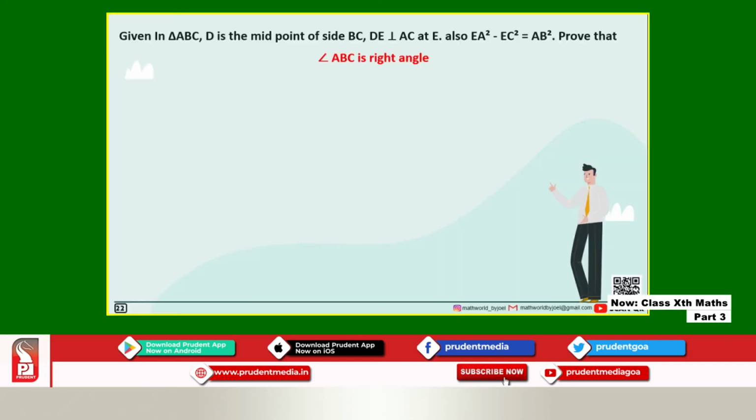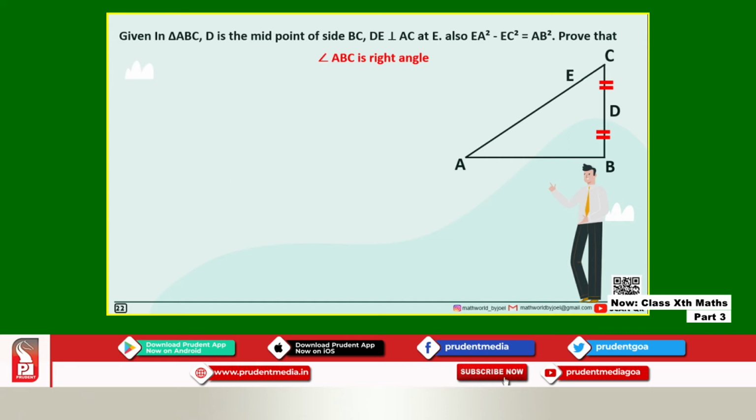Given in triangle ABC, D is a midpoint of side BC, DE is perpendicular to AC at E, also EA square minus EC square is equal to AB square. Prove that ABC is a right angle. Okay, so let's draw a figure first. So I have a triangle ABC, D is a midpoint. So once I mark that D, the other parts DC and DB are equal, so I've done that.